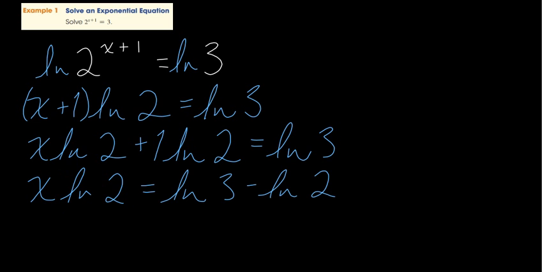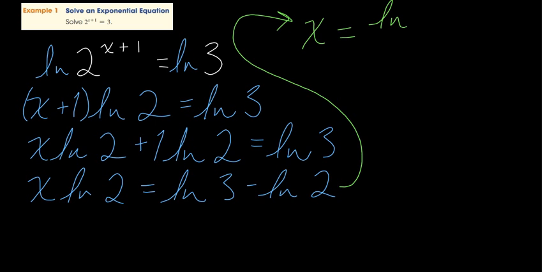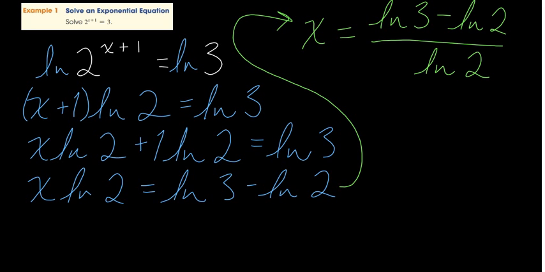Okay, and since we have that division, I'm going to go ahead and put this right up here. So the final solution is going to be x is equal to the natural log of 3 minus the natural log of 2, all over the natural log of 2. Okay, and that would be my solution.